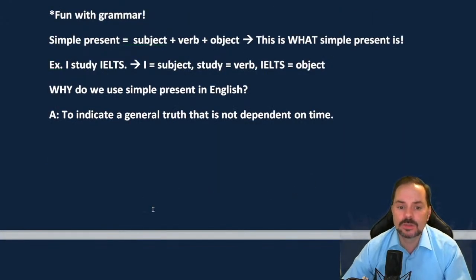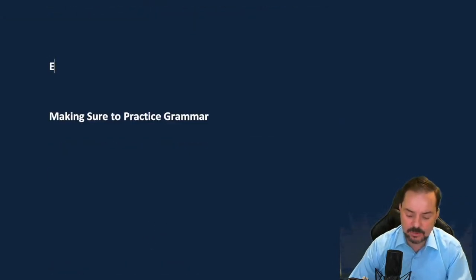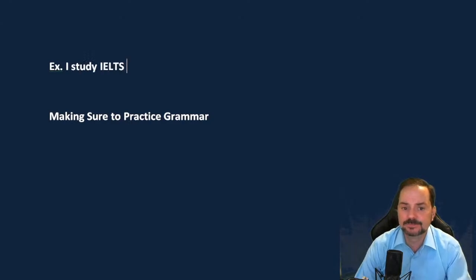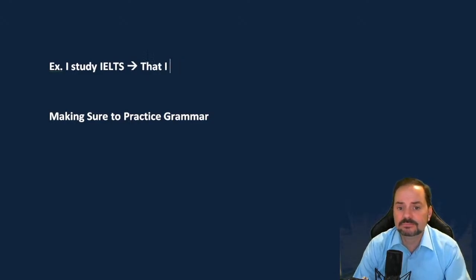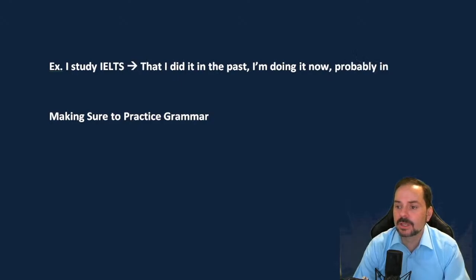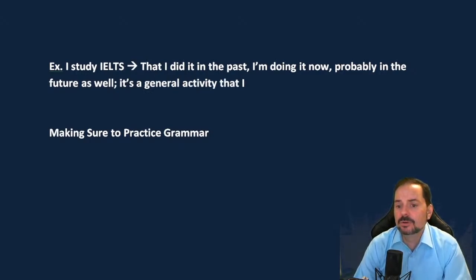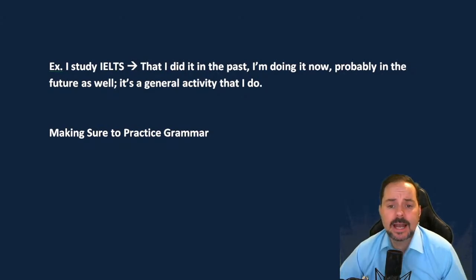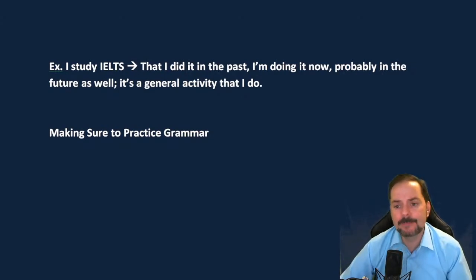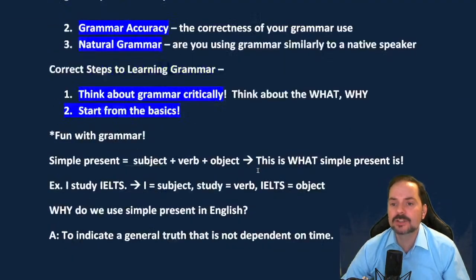Okay, so let me show you the example here. Okay, so my example was I study IELTS. Okay, this means that I did it in the past, I'm doing it now, probably in the future as well. Okay, it's just a general activity that I do. Okay, so yeah, I study IELTS. Okay, all right. So of course that also completes the how.